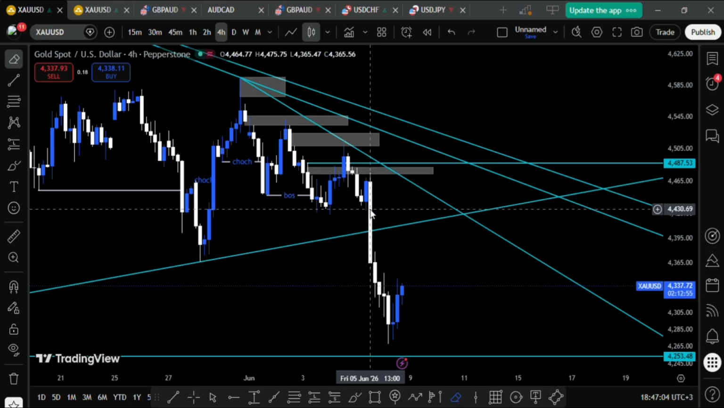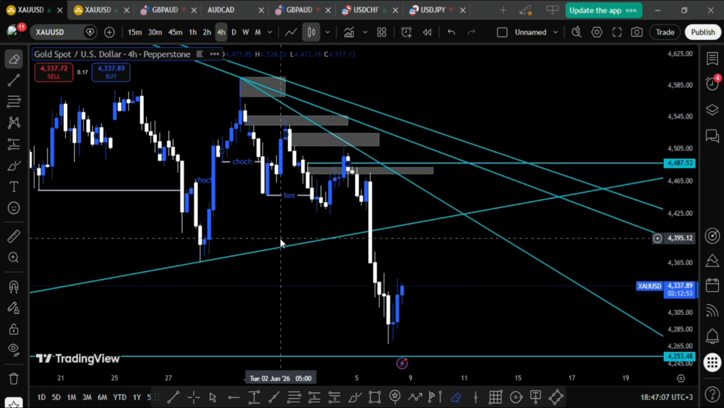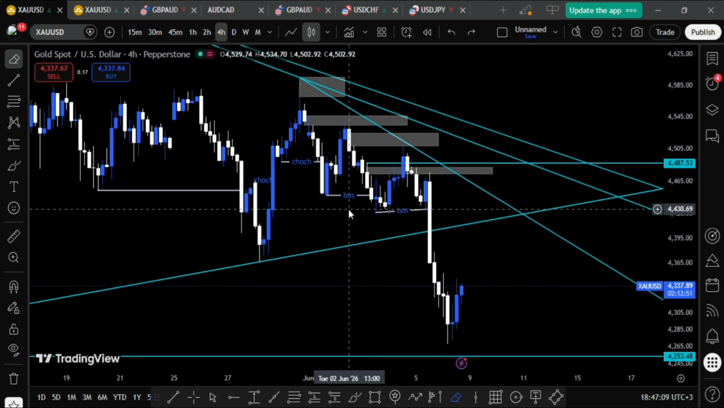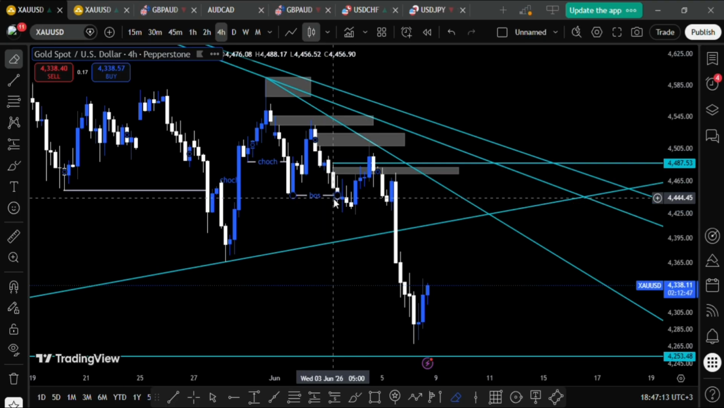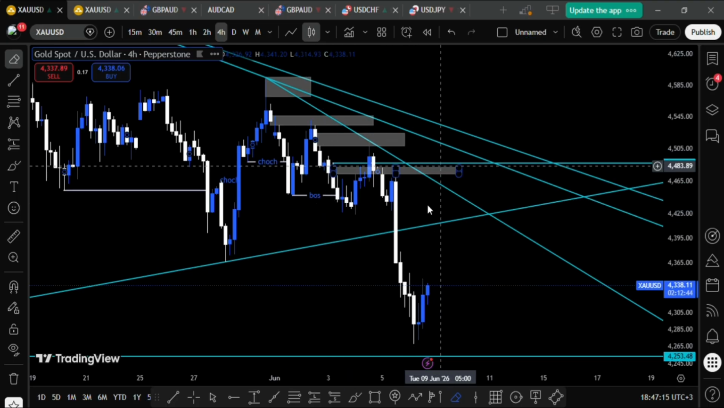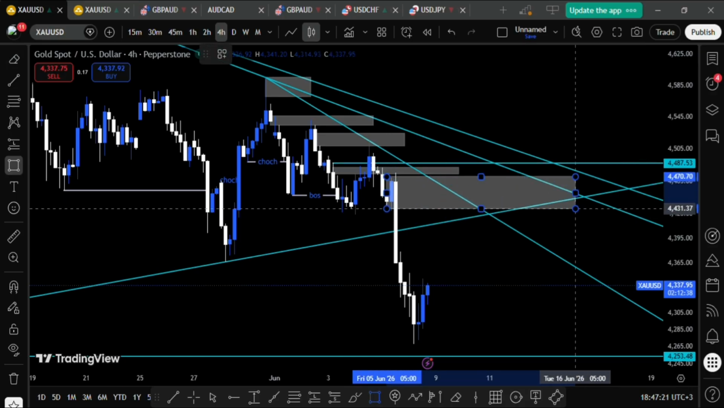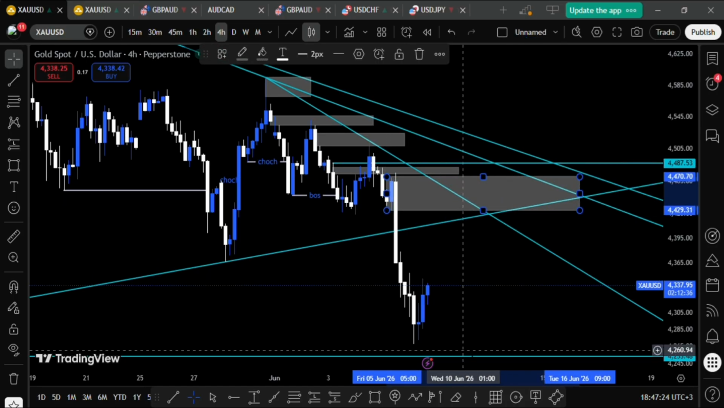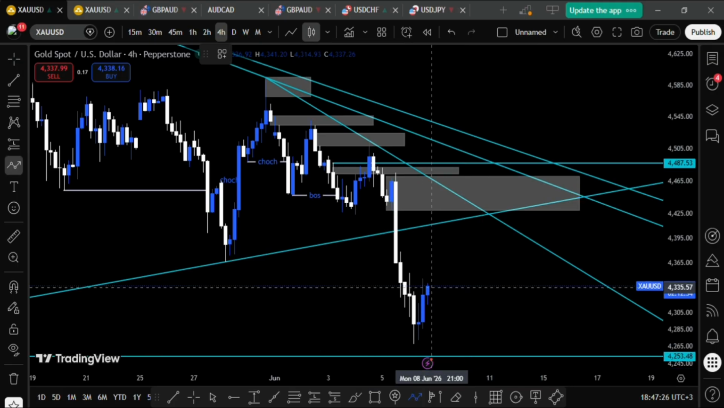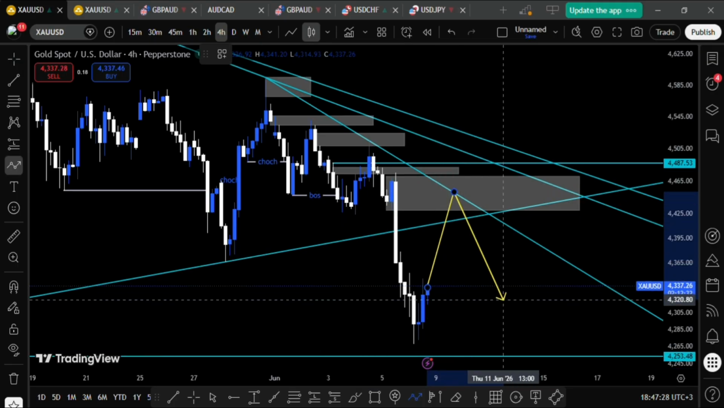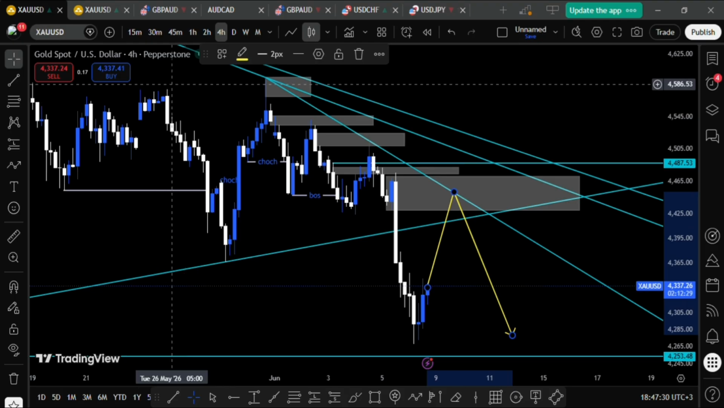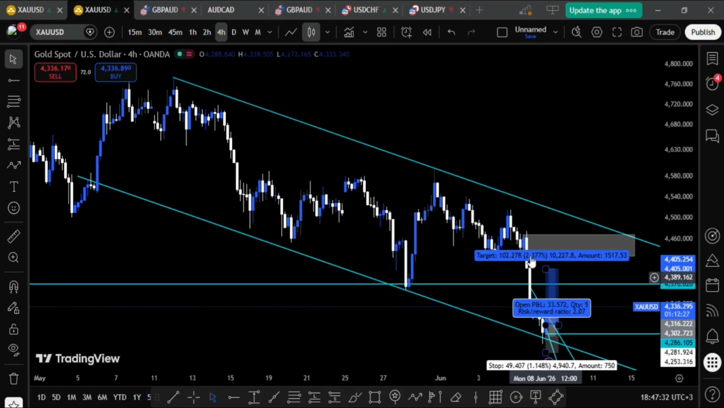I think there is an error. There's something wrong with that, but I expect price to come back up here. I'd call this my order block. So I expect gold to rise up here and then go down. So I expect to get longs on the way.